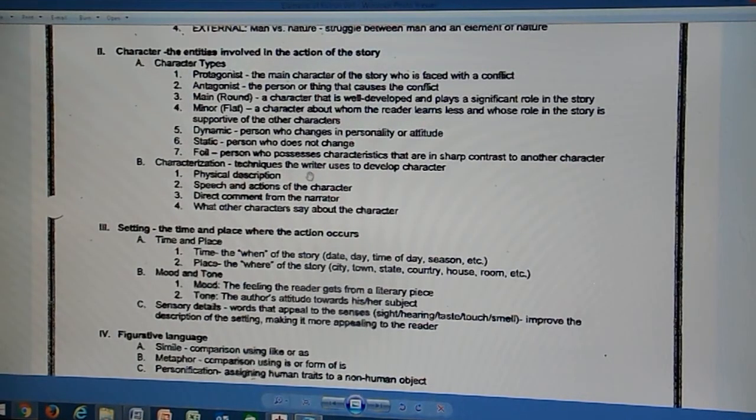Now the foil, this is a character that is in sharp contrast to another character. Authors use these characters to make the personalities of each of these characters stand out. Well, I've already said Shrek was very grumpy and grouchy in the beginning. Well, who is the exact total opposite of that? That would be Donkey. Okay?